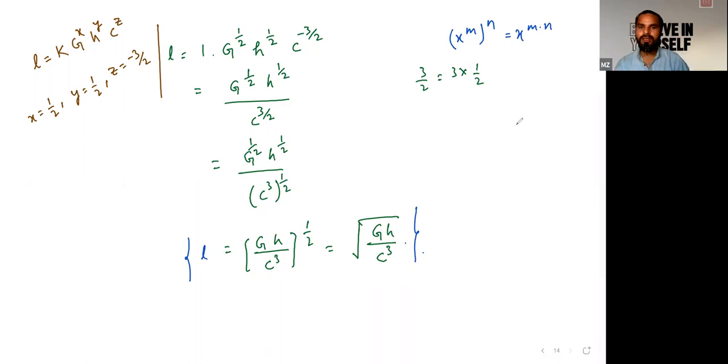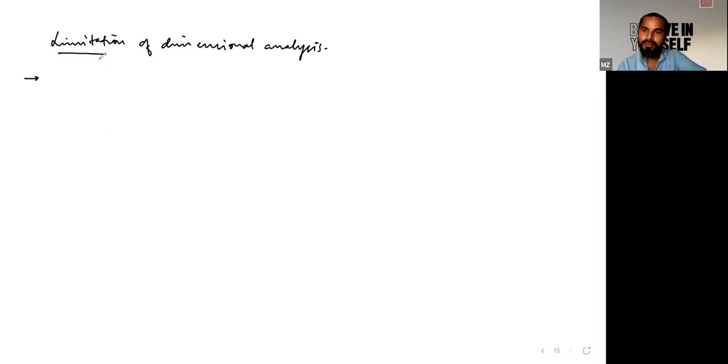So we have just finished all the different topics related to dimensional analysis. Now there are some limitations of dimensional analysis. Limitations, or you may say demerits, of dimensional analysis. The first demerit is that with the help of dimensional analysis, we can't define the value of the proportionality constant.